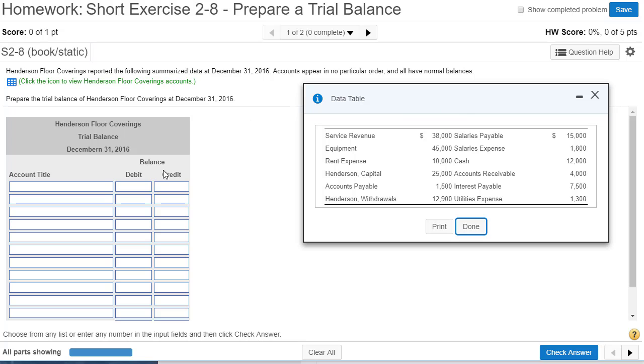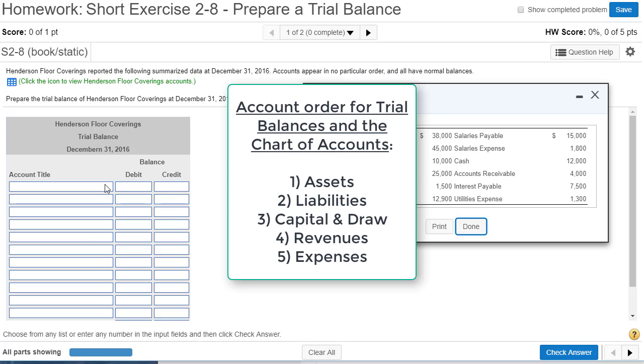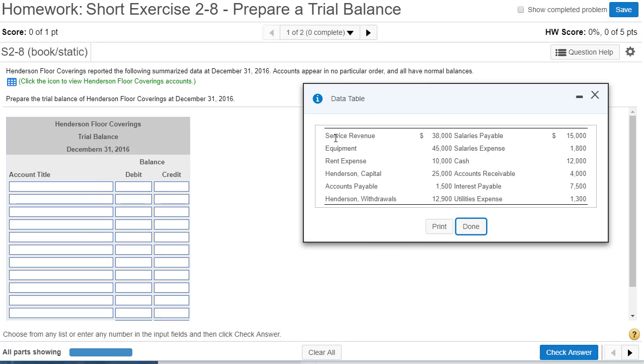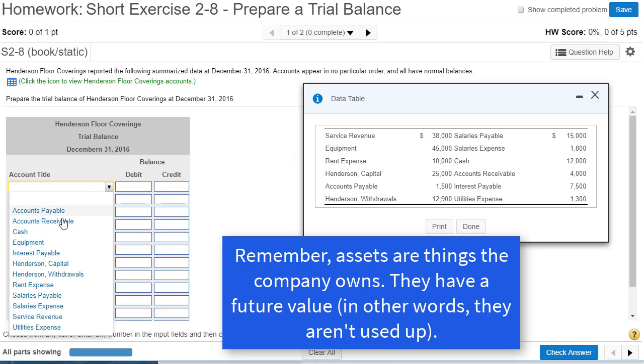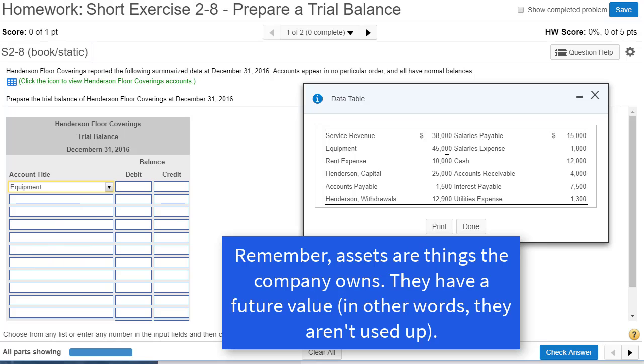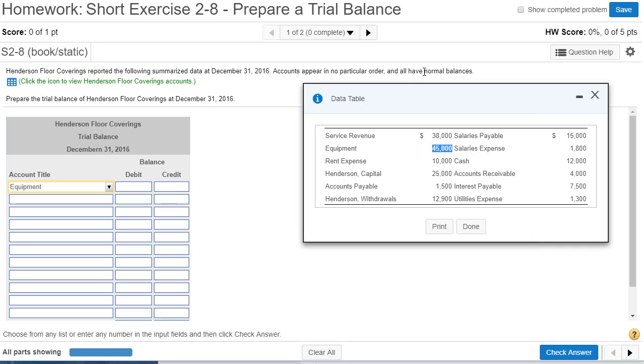The first thing we need to remember is the proper order for accounts on a trial balance. First are the assets. So we're going to look through here, starting with service revenue, and try to find the first asset. Well, service revenue is a revenue, not an asset, so we skip that. Equipment is the first asset. Notice equipment has a $45,000 balance, and according to this, it has a normal balance. In other words, it's on the positive side.